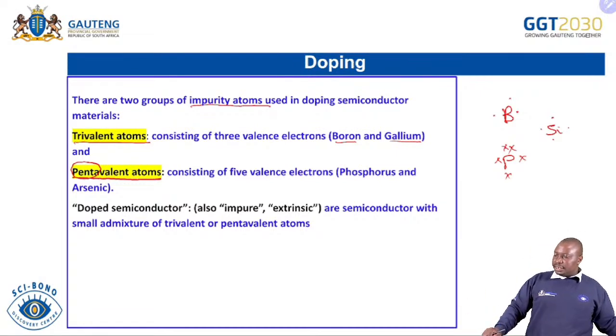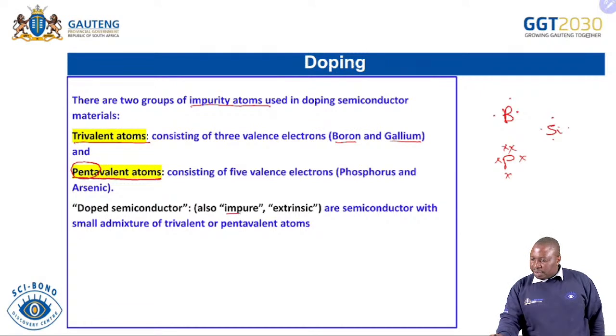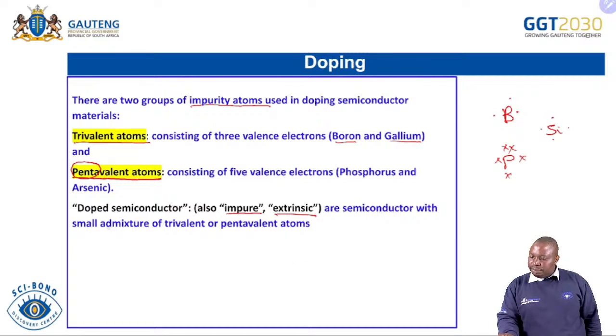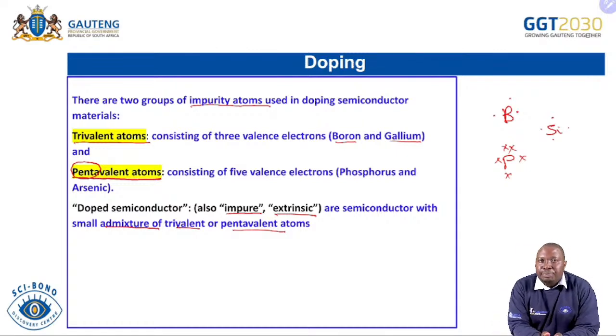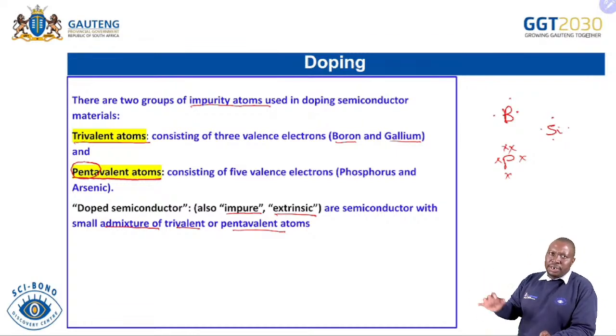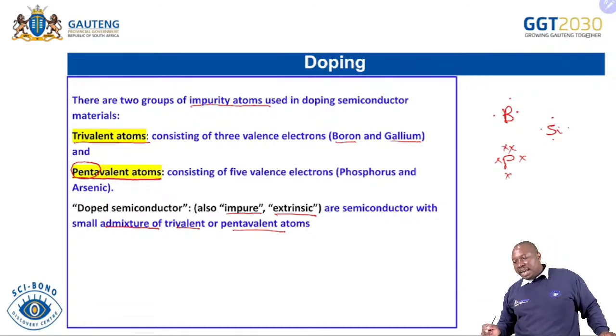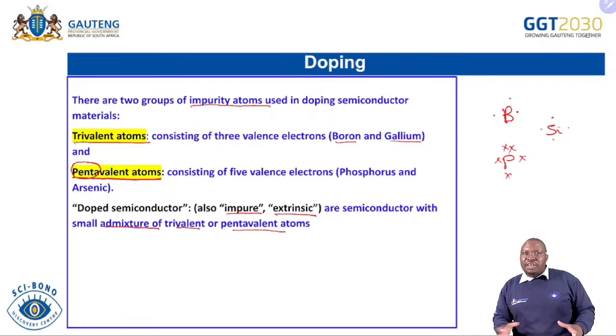Now, doped semiconductors, which we can also call impure or extrinsic semiconductors, are semiconductors with a small admixture of trivalent or pentavalent atoms. It means when you have a pure intrinsic semiconductor, these are pure semiconductors: carbon, silicon, germanium, and tin. We said those 4 are pure. But immediately when you bring the trivalent boron or the pentavalent phosphorus, they now become extrinsic because it's now a mixture of the pure and the impure.